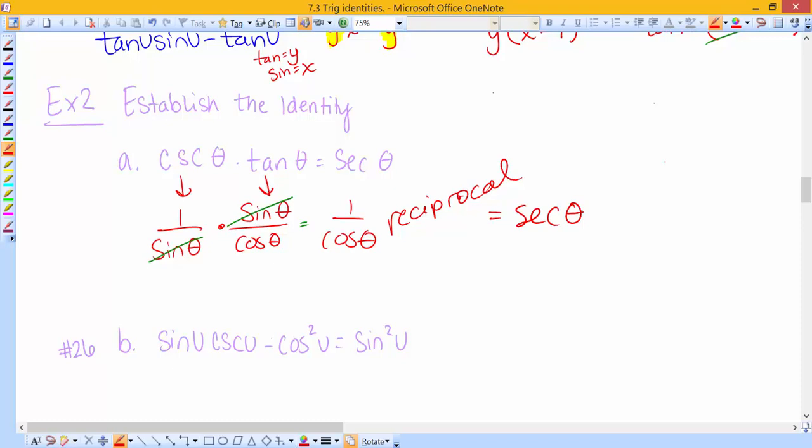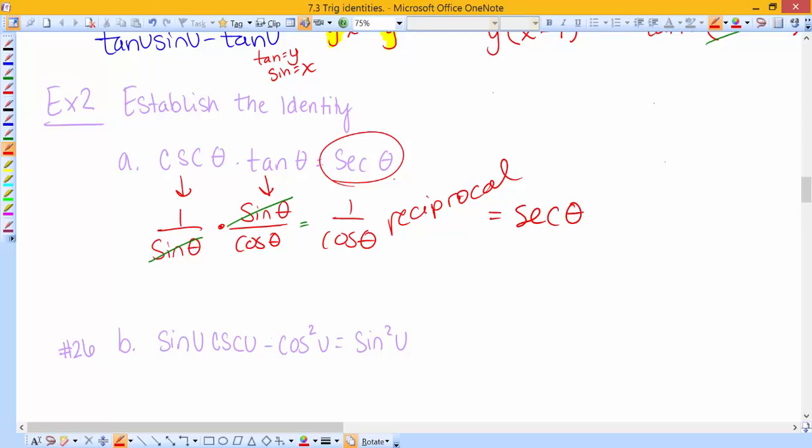We always want to think, how can I rewrite? What can I do next? So I rewrote cosecant. I rewrote tangent, and I canceled what I could. I was left with 1 over cosine. So now how can I rewrite it? Always think, what can I do next? And we always need to think ahead. Always remember, what is my goal? Here, our goal was to rewrite this as secant.